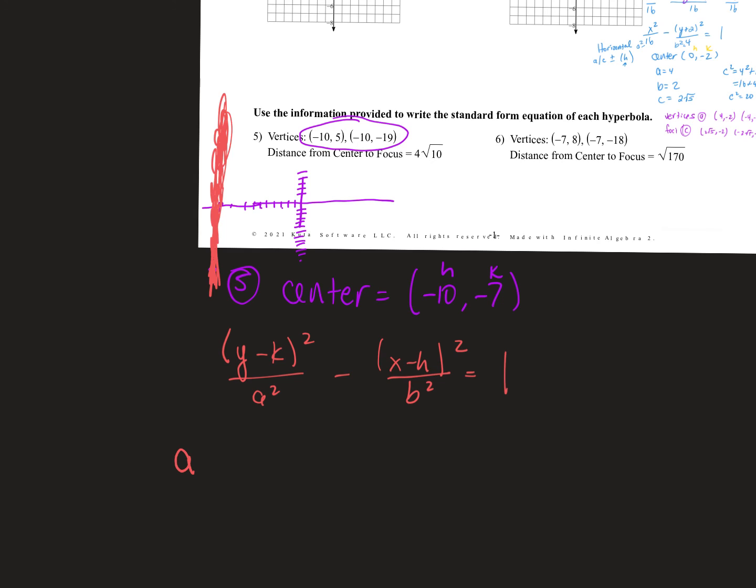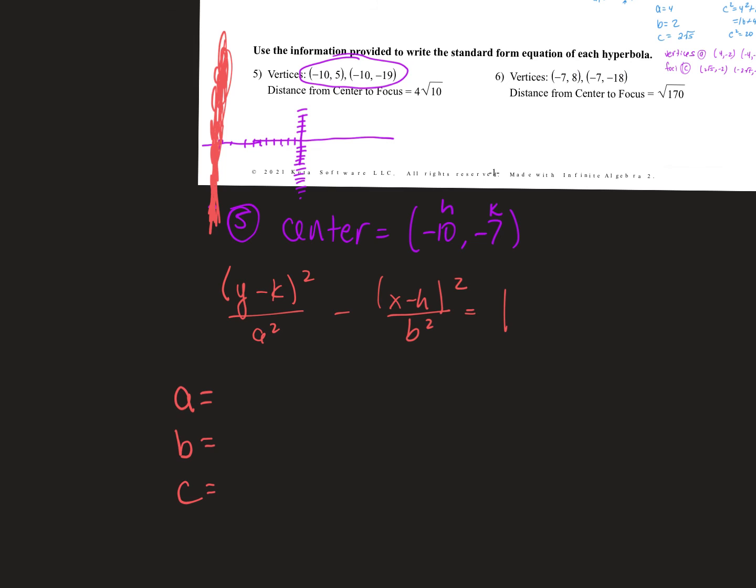All right, now we can figure some stuff out here. I can figure out my a, I can figure out my b, and I can figure out my c. I already know what my center is. Where is my center? -10, -7. Since we're moving up and down, am I adding and subtracting from the x value of the center or from the y value of the center? From the y, all right? So help me out here. What do I know? The distance from the center to the focus is 4 radical 10. Very good. c is 4 square roots of 10.